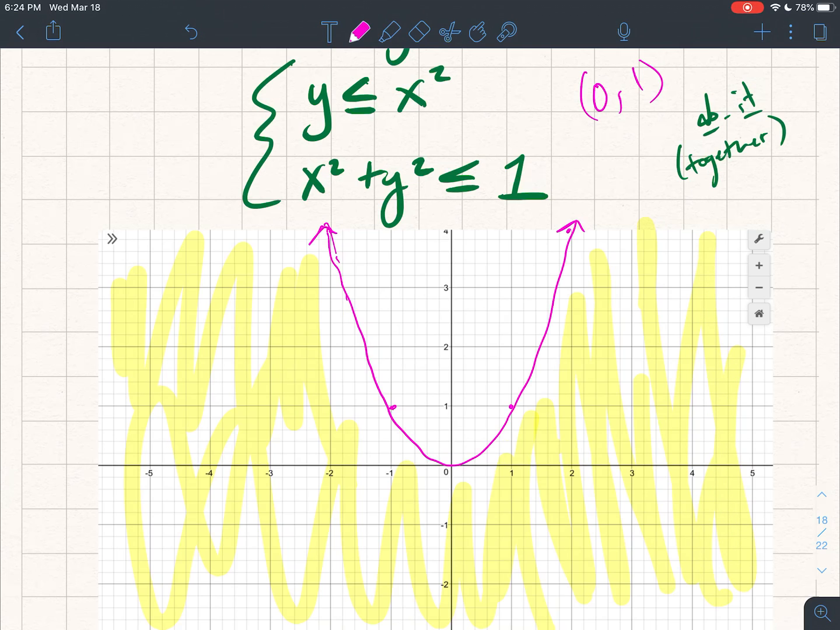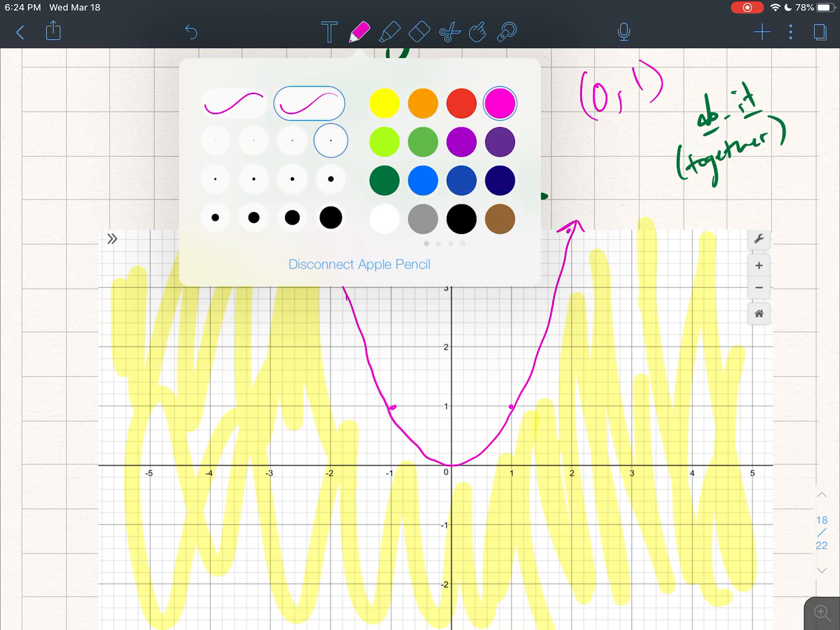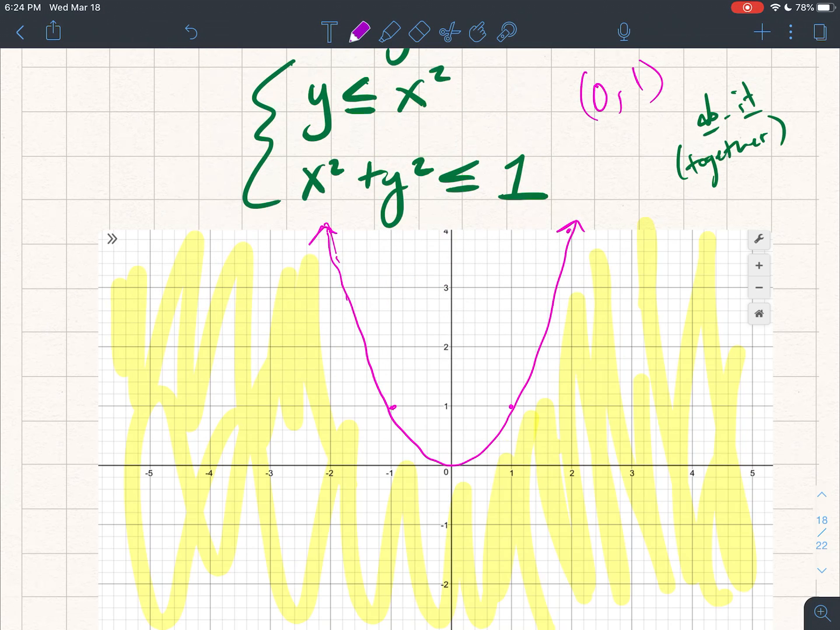Now the other inequality, excuse me, let's use a different color. The other inequality, well, it's a circle centered at the origin with radius 1. So it's kind of like this. And then do we shade the inside or the outside?